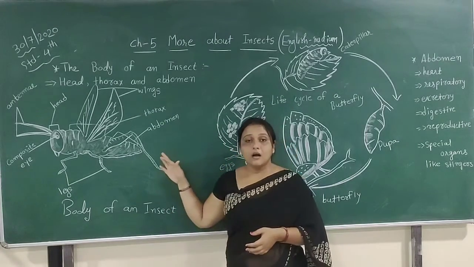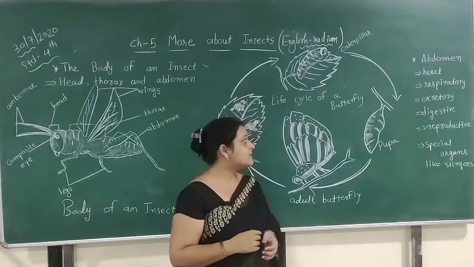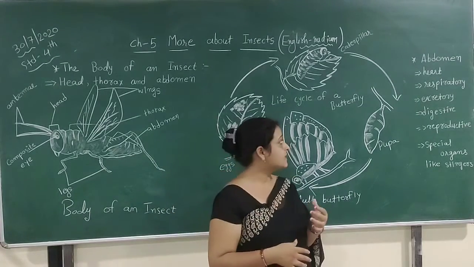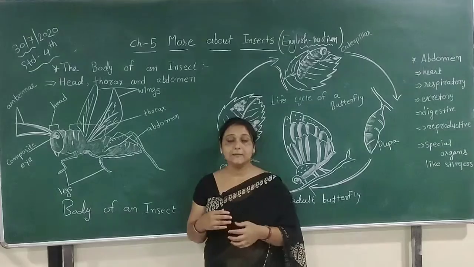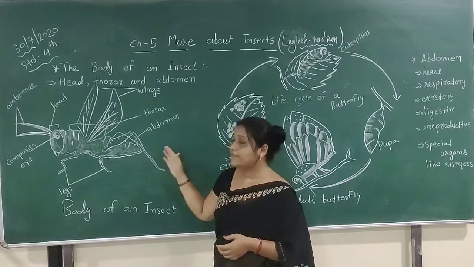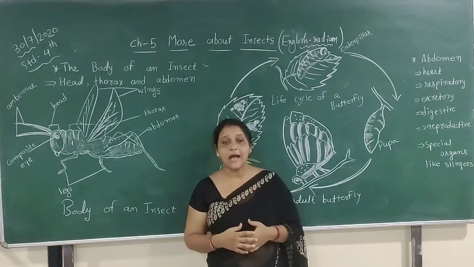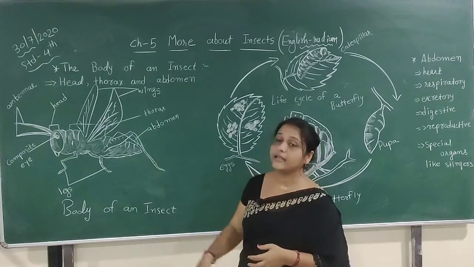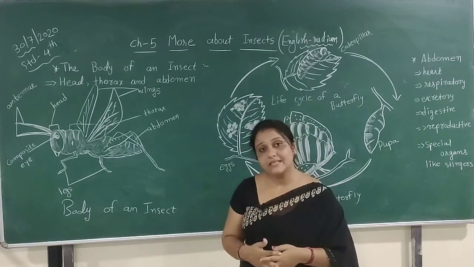Then the reproductive system, then the digestive system, then the respiratory system, and others. So different types of functions are available there in their abdomen.